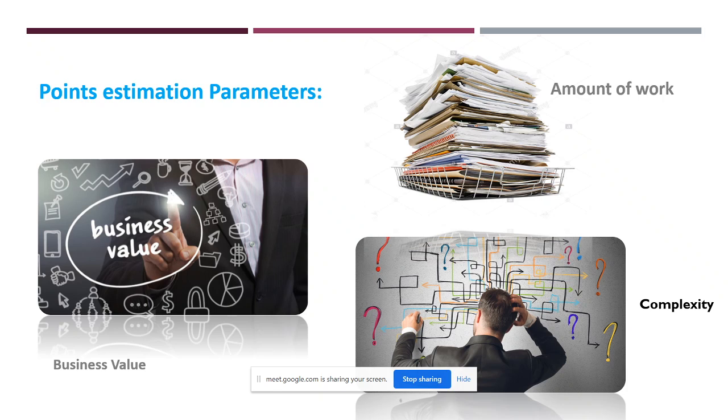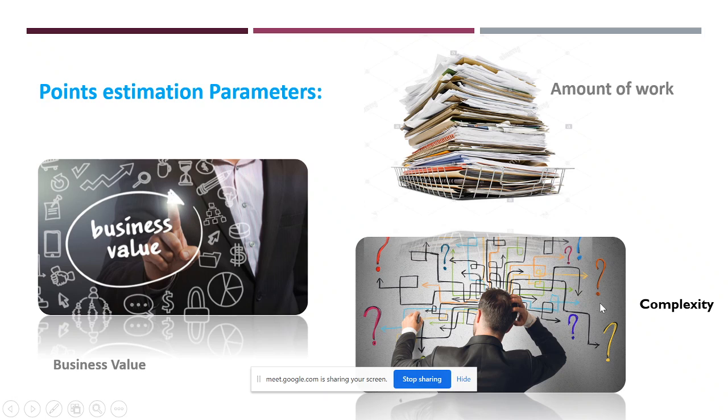If you see on my screen, business value. What business value lies in that one feature? What is the business outcome of that user story? So based on the business value and the amount of work you are going to spend. Suppose some feature is there, suppose it's a cart module. How much work you need to do to complete that feature? Based on that amount of work, you need to estimate a story.